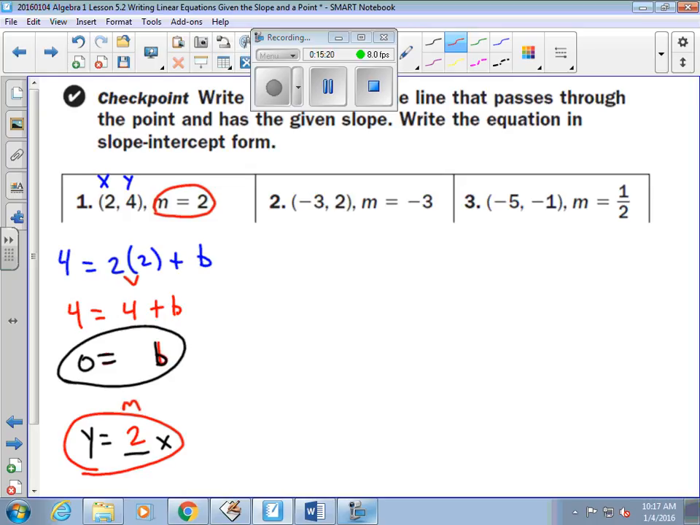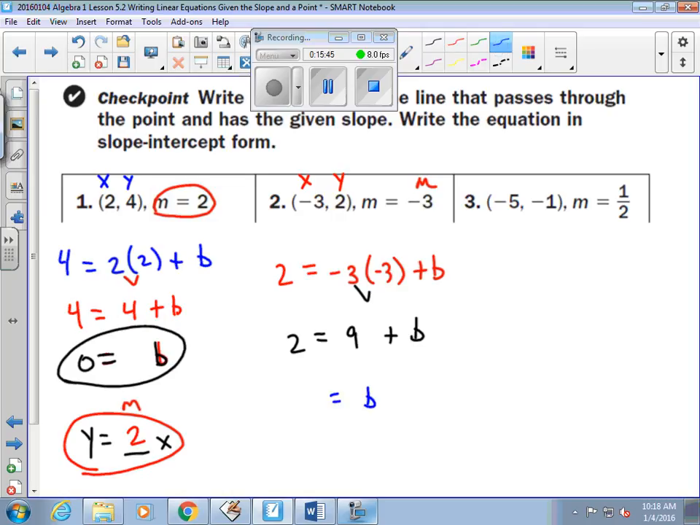Number 2, find b's value again. y equals mx plus b. y is 2 equals m is negative 3, that's m here, times x is negative 3 plus b. Negative 3 times negative 3 is positive 9 plus b is 2. Subtract 9 on both sides. b is 2 minus 9, which is negative 7.